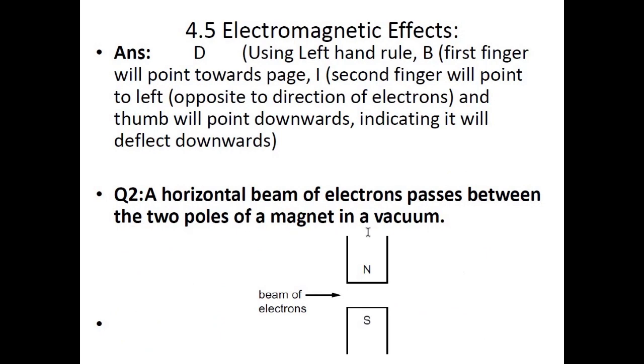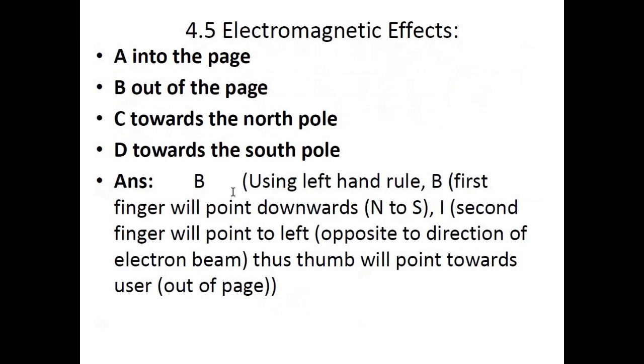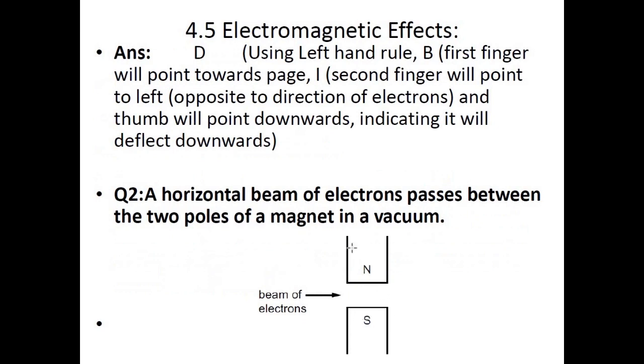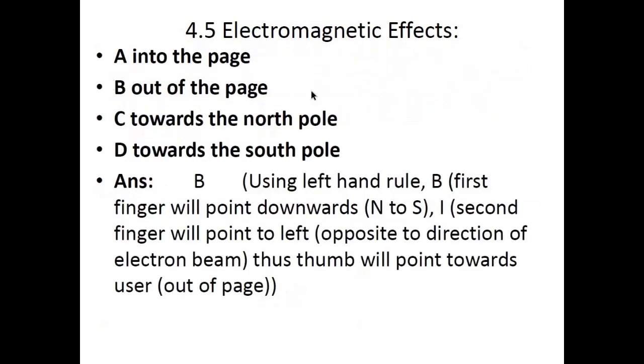A horizontal beam of electrons passes between two poles, north and south. Now over here the direction of magnetic field would be from north to south, the direction of current would be from right to left. So what would be the direction of deflection? Again, use the left hand rule and you'll quickly see that the answer would be B, out of the page, because your first finger would point downwards, your second finger would point from left to right, so your thumb will point towards yourself, so that means it would be out of the page.